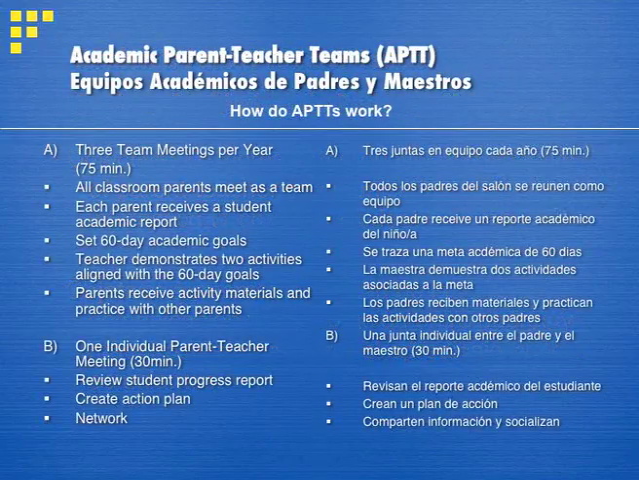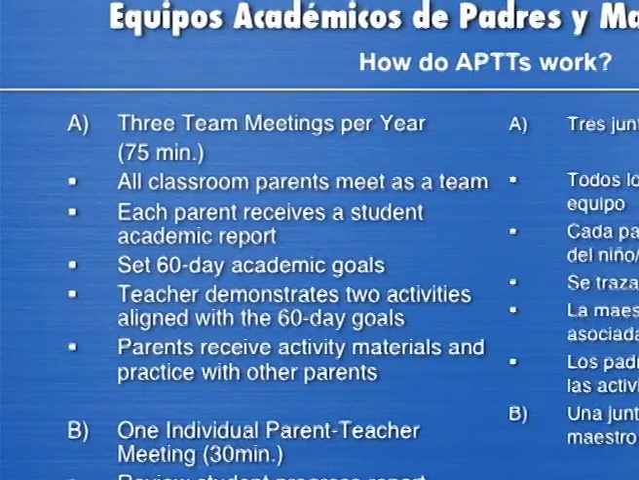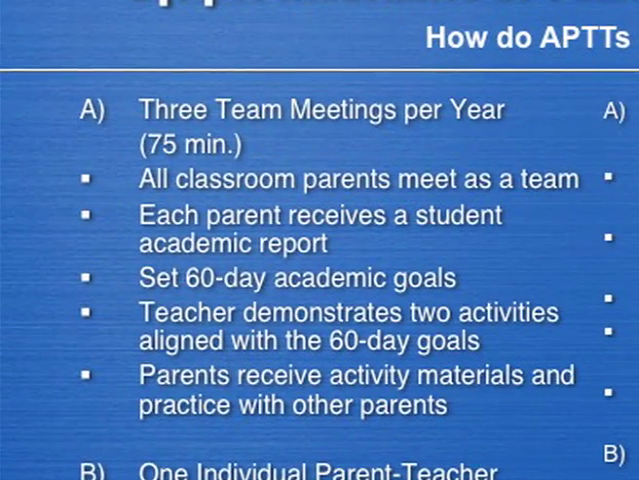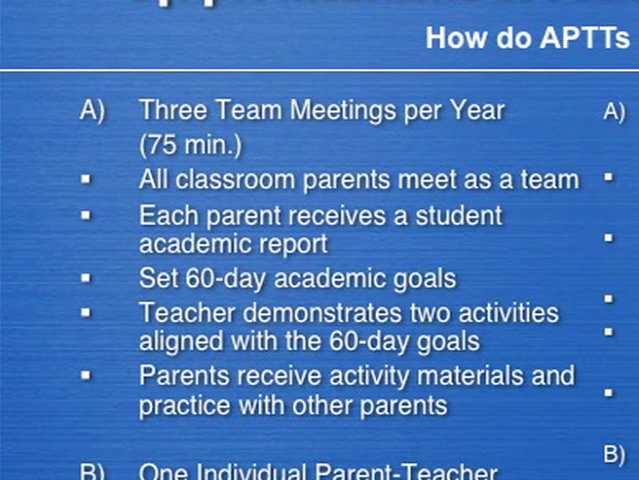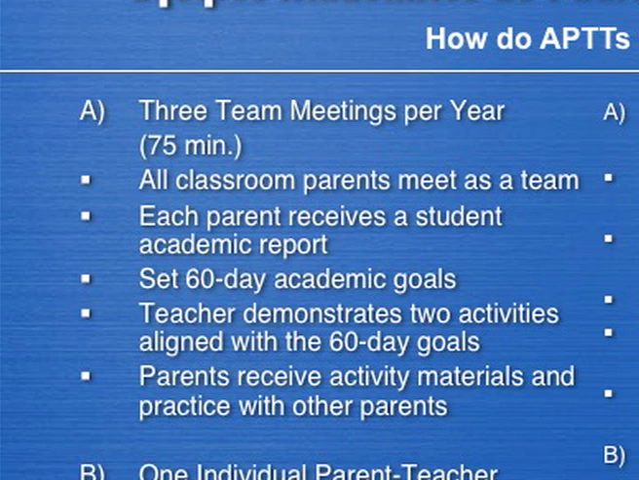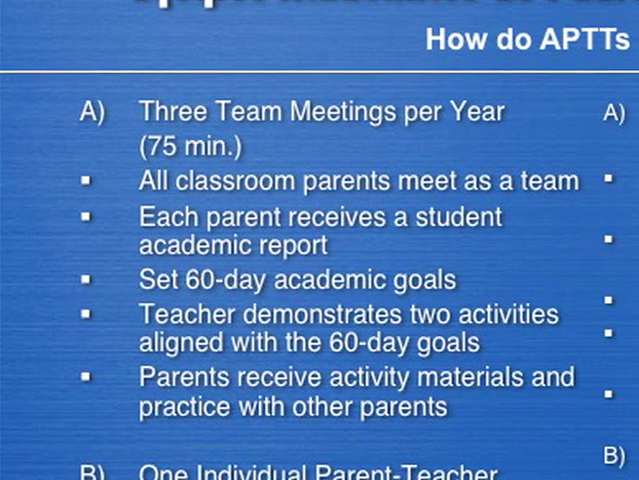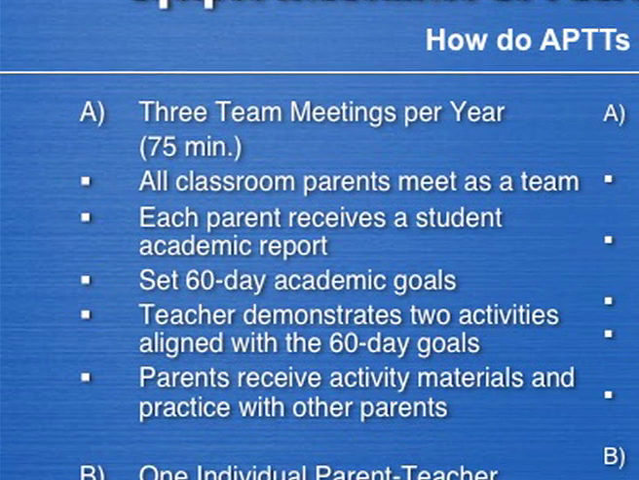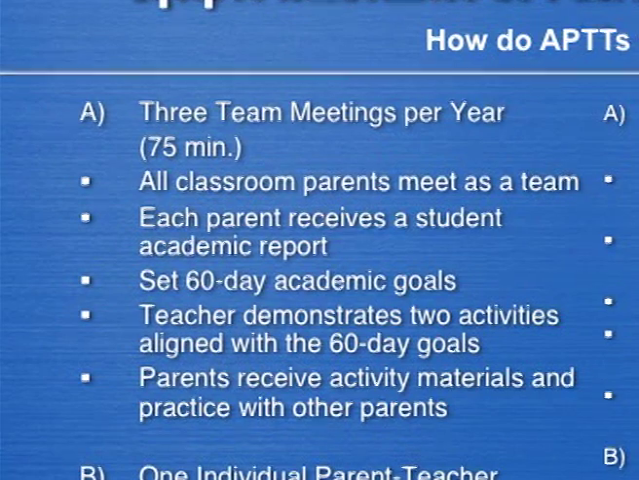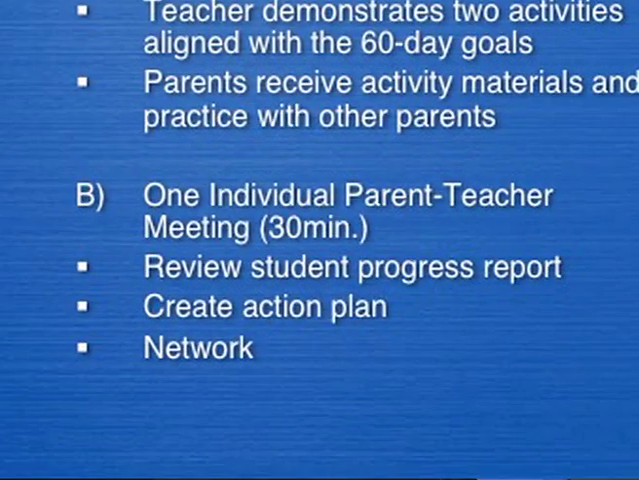Again, as Maria explained, we'll have 3 team meetings per year of roughly about 75 minutes. All classroom parents will meet together as a team. You're going to receive an individualized student academic report. You'll set 60-day academic goals. I will get to teach you 2 activities that will help benefit you and your student at home that you can work with them on. You'll receive those materials to take home with you to practice, so it's not something you'll have to create at home on your own. And then again, we'll have that one individual parent-teacher meeting that's 30 minutes long. And then we look at all the data that has happened over the last 60 days, and we create a new action plan based on that.